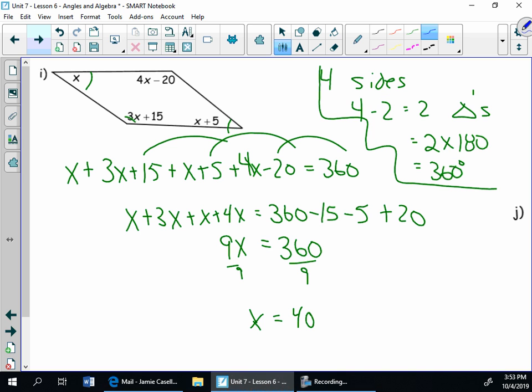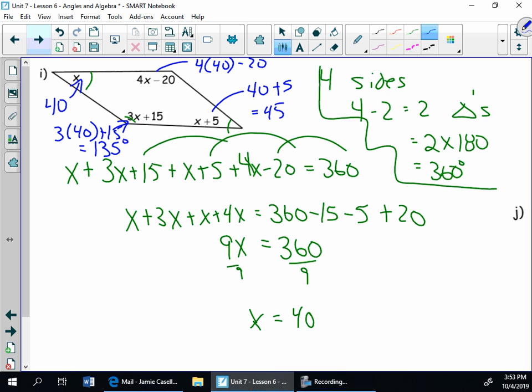Let's figure out the angles. Oh, the best angle right here. x is 40. Done. This one, I need 3 40s, and I've got to add 15. Well, 3 times 40 is 120, plus 15 is 135. This one is just 40 plus 5. Well, that's just 45. This one needs 4 40s, and then take away 20. You should get 140 for that one. Okay, so we can do 3-sided figures, 4-sided figures, straight lines.